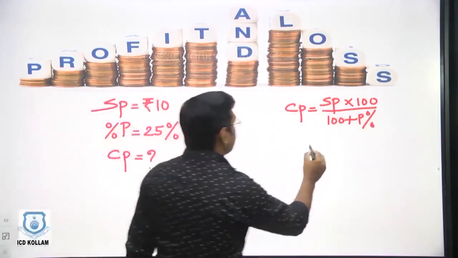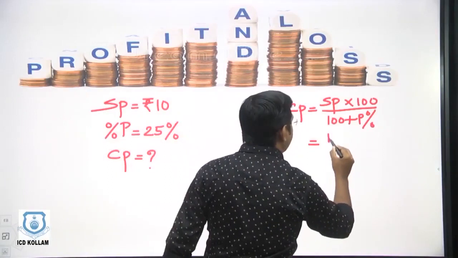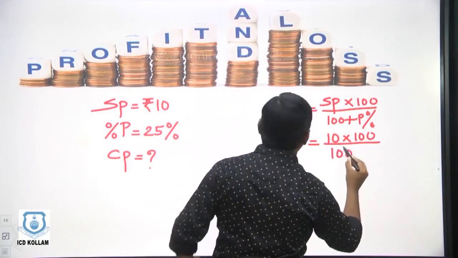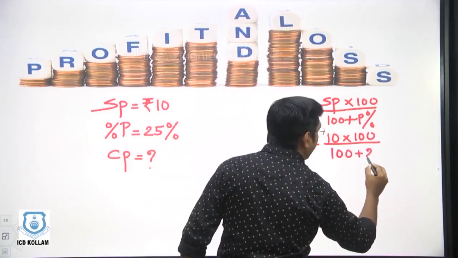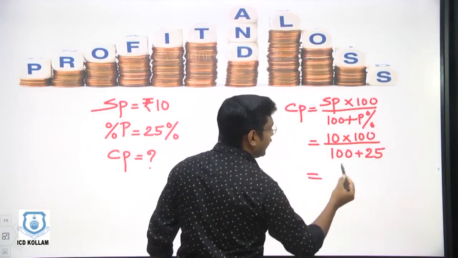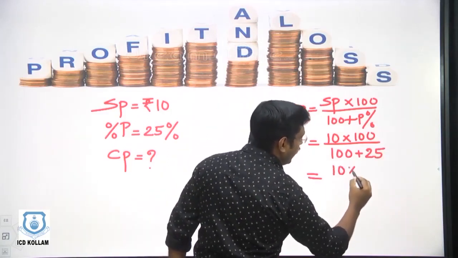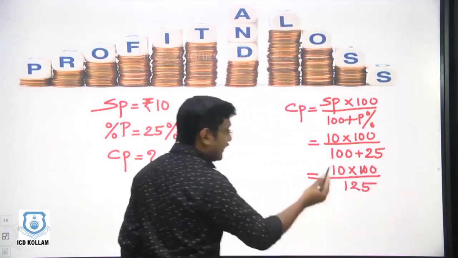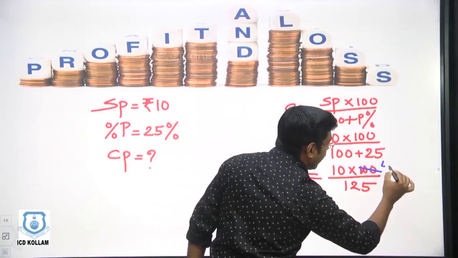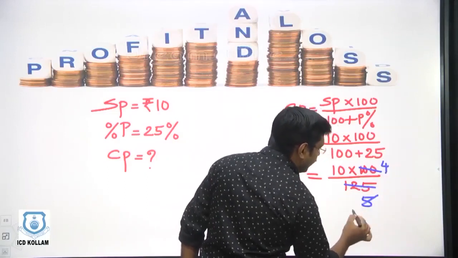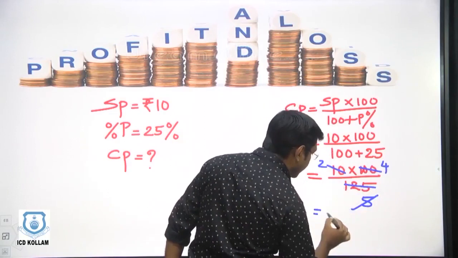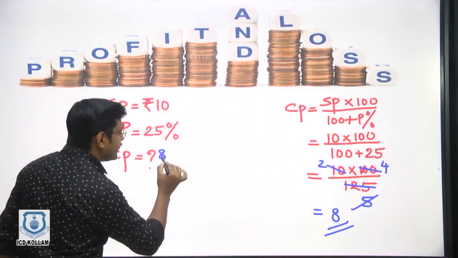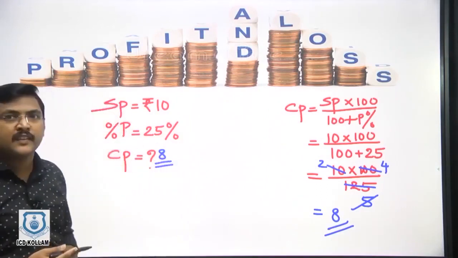I am substituting that. The selling price, we know, is 10, into 100 divided by 100 plus profit percent, which is 25, right? So 100 plus 25. As a result, it is 10 into 100 divided by 125. I am cancelling it. 25 4 times and 25 5 times and 5 2 times. So 4 into 2, that is 8. So we got the value as 8. That means for this question, the cost price is rupees 8. This is the conventional way to solve the question.